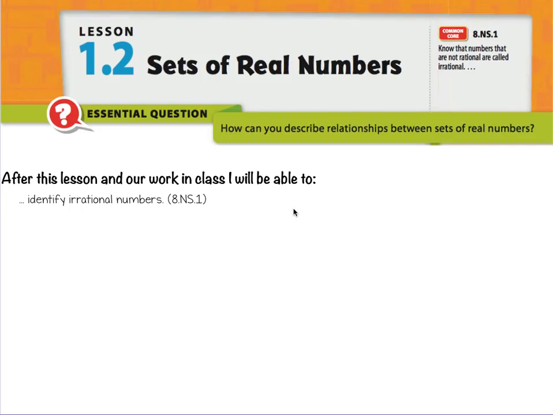Welcome to Module 1, Lesson 2, Sets of Real Numbers. Today we're going to talk about identifying irrational numbers.